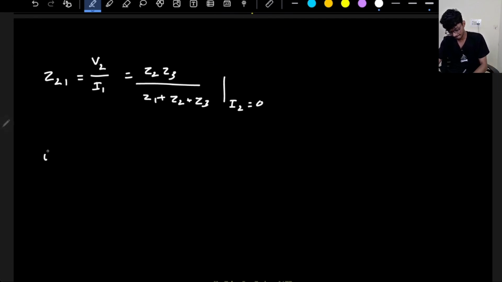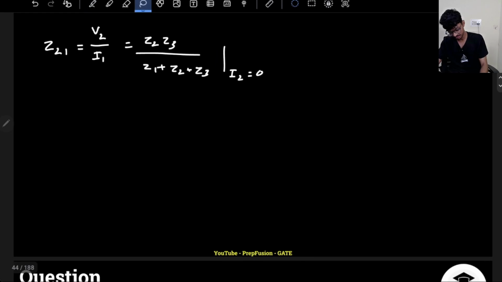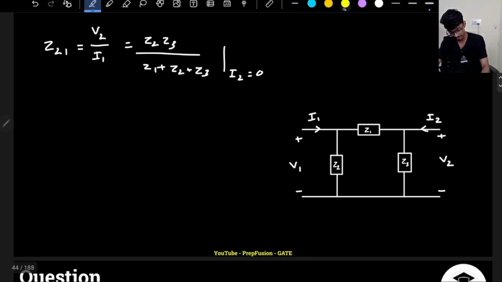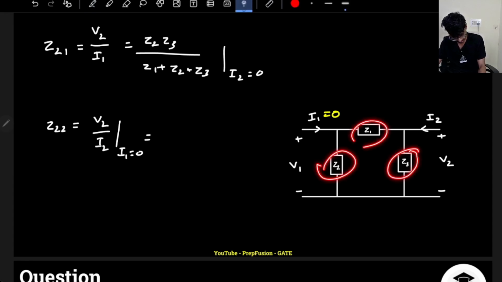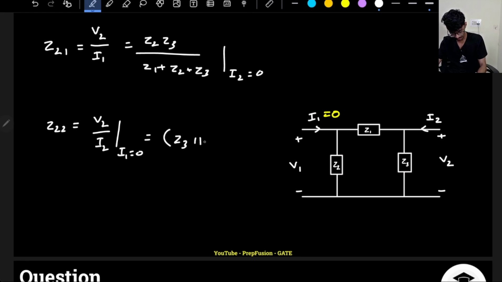So again, for the other part, if I make the I1 current 0, then you can see that your V2 by I2 will be the Z22, correct? Z22 will be V2 by I2 when I1 is 0. So these two will be in series, in parallel with Z3. So it will be Z3 in parallel with the series combination of Z1 plus Z2. And what about the Z12? As it is a reciprocal network, it will be the same as this one, Z2 Z3 divided by Z1 plus Z2.